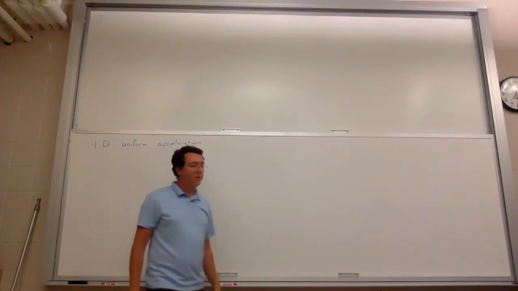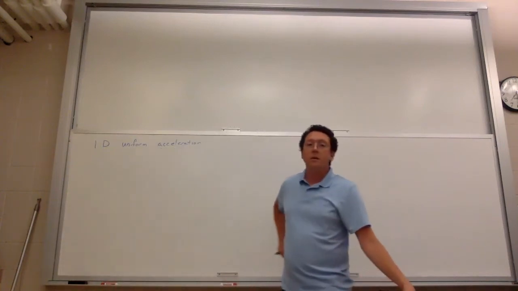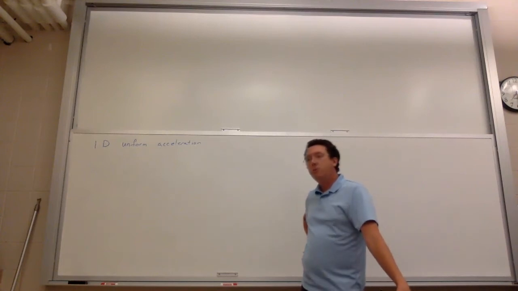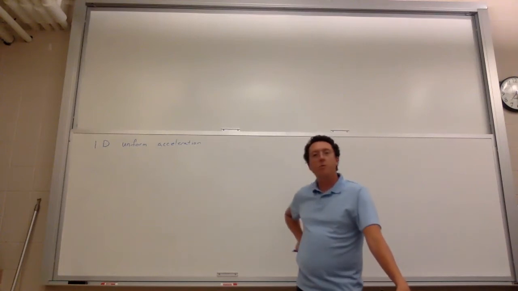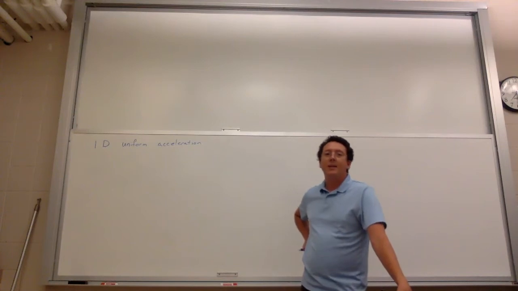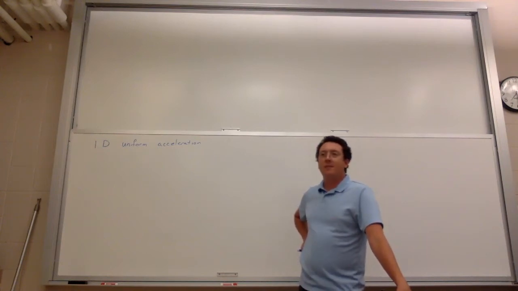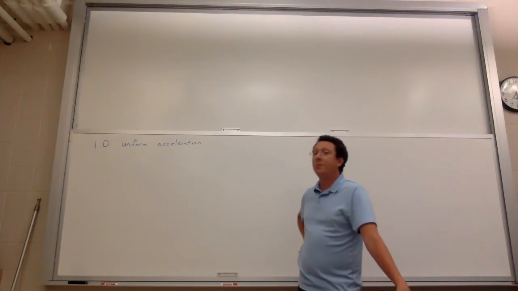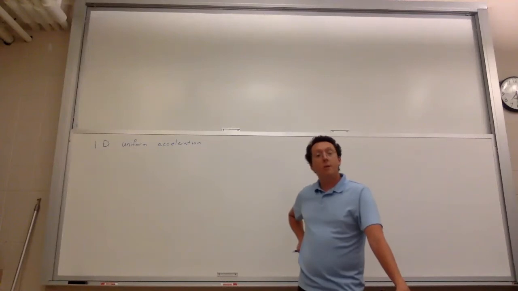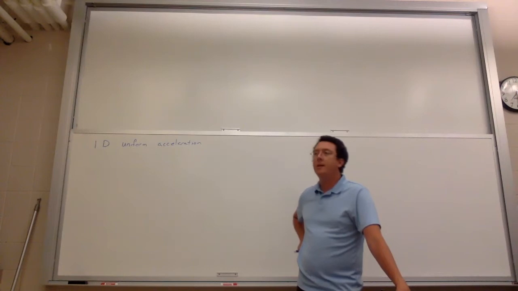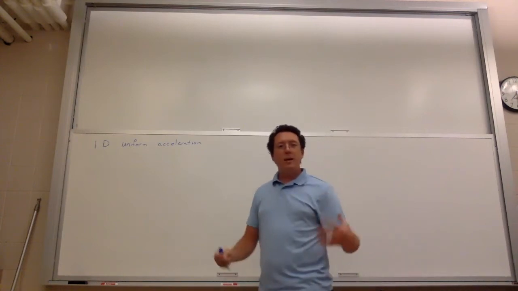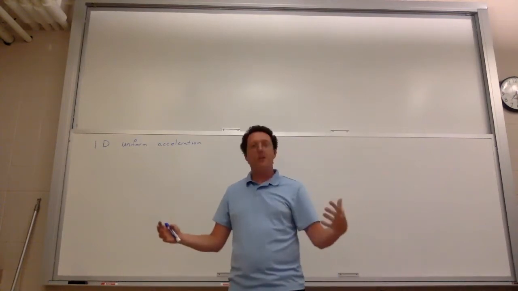Today, in this video, we're going to talk about one-dimensional uniform acceleration, or uniformly accelerated motion. In physics, when we say something is uniform, it means it's constant. So if there's a problem about uniform motion, something in there is constant, right? In this case, we're going to talk about motion where acceleration is constant. This is going to be a really big family of scenarios for us.